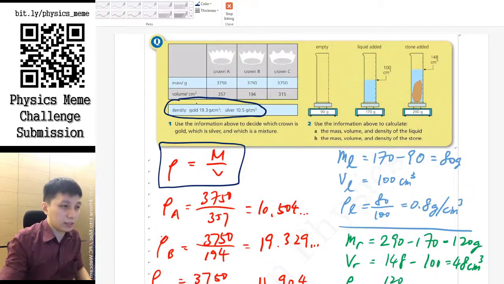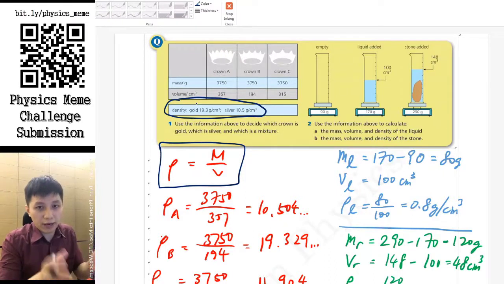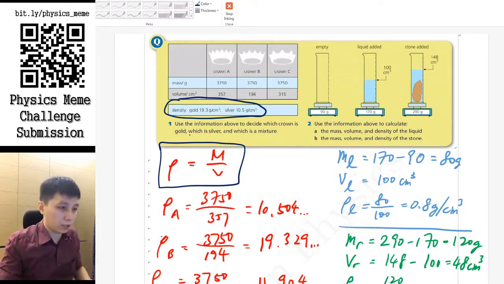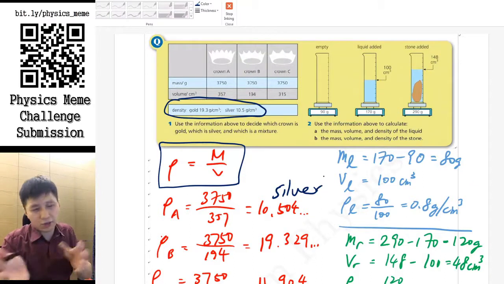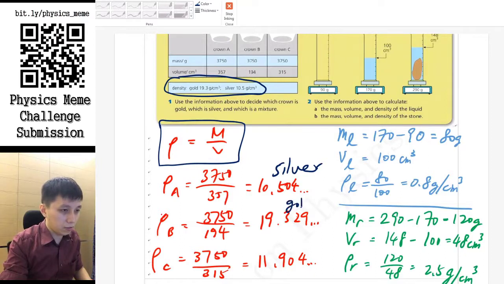So just to remind you once again that density depends on the material itself. It doesn't matter what mass or what volume you're having, as long as it is a pure material that is making that particular object. So for A, obviously this is silver, which is lighter if you have the same volume, compared to gold. The second one is obviously gold, and the last one is between gold and silver, around 11.9, so it's a mixture of both.